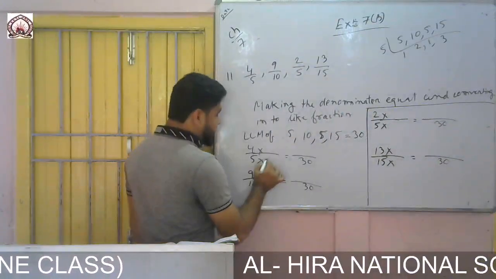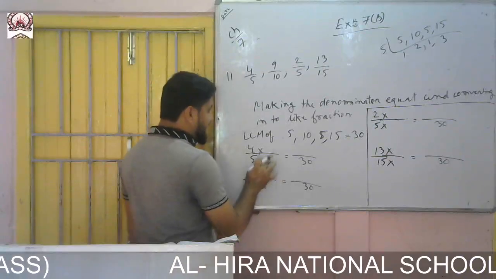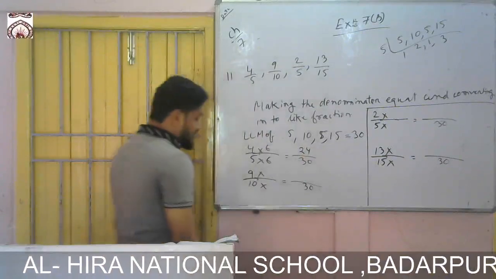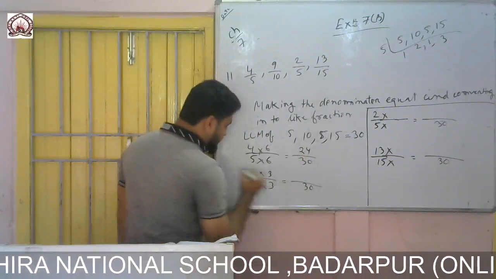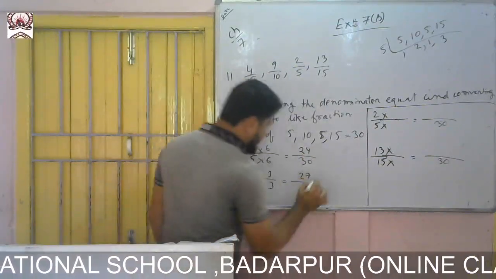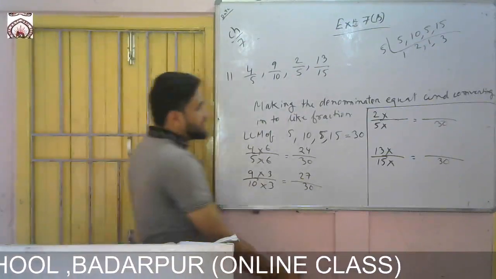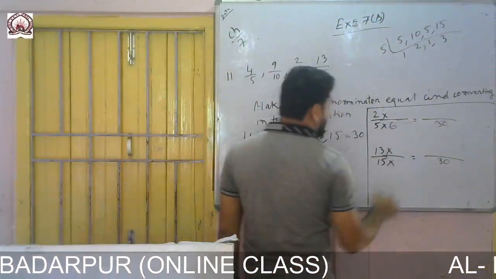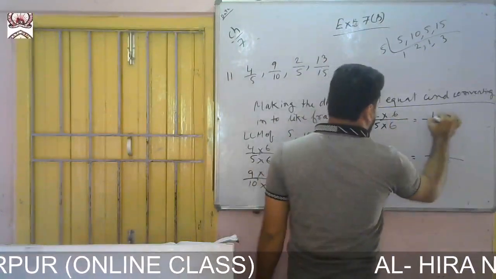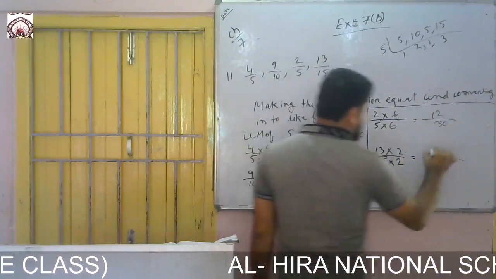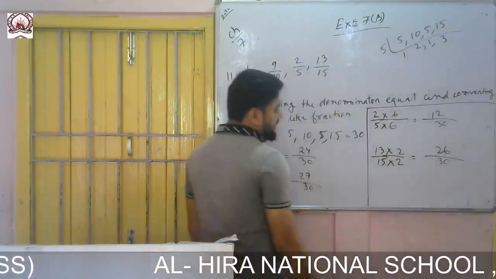5 6s are 30, so if I write 6 here, I need to write 6 here also. 4 6s are 24. 10 3s are 30, 3 9s are 27. Then 5 6s are again 30, so 6 2s are 12. 13 2s are 26.